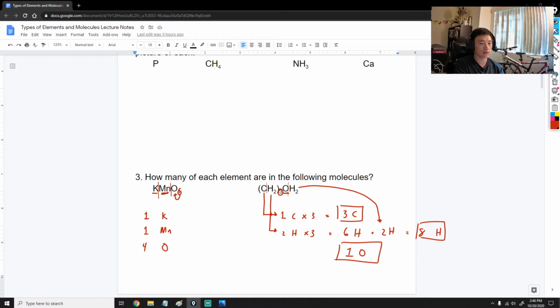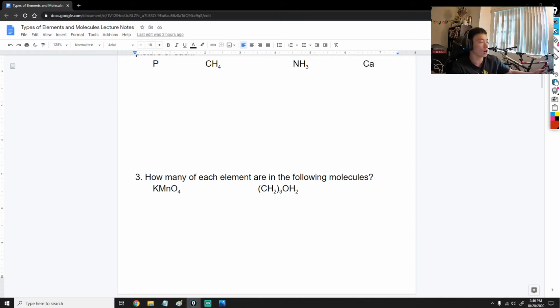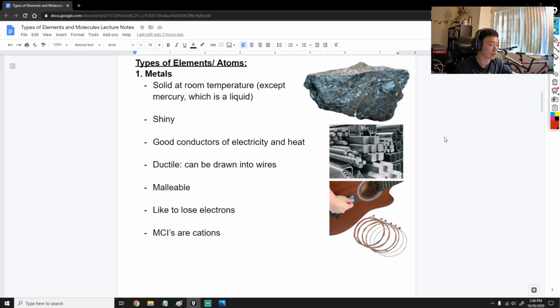Alright, so that's going to be it for review, and what we're going to do now is talk about the different types of elements and then different types of molecules. So there are 3 different types of elements. Now the first type of element are called metals. Okay, and this is something that you guys are probably already familiar with.